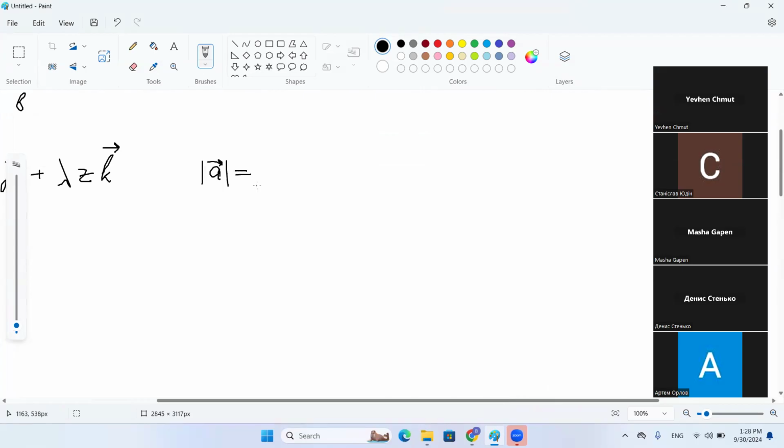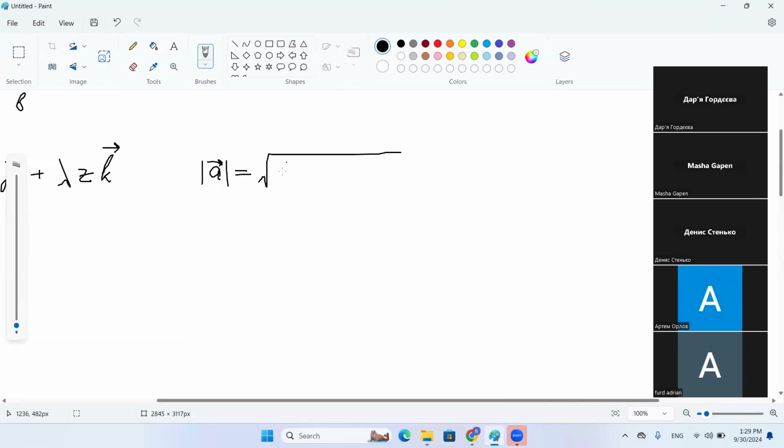We need square root. Yes, thank you. Square root of x in the power 2 plus y in the power 2 and plus z in the power 2. Yeah, correct.